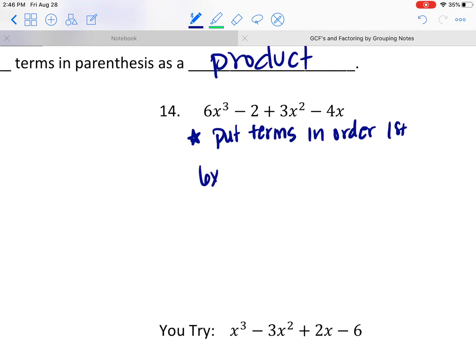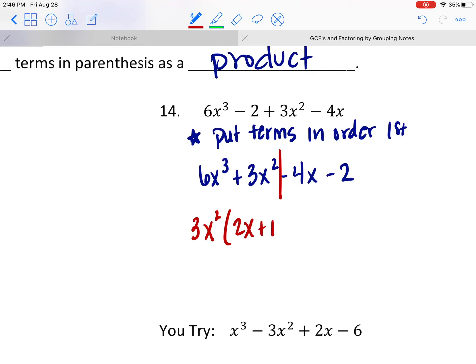So the 6x cubed is where it should be, but we should be following it by the 3x squared, and then the minus 4x, and then the minus 2. Okay? So now that it's in order, let's try to regroup here. First 2 terms have in common a 3x squared. If I factor that out, I'm left with a 2x and a plus 1. Second group have in common a negative 2. So I'm going to factor that out, and that's going to give me a matching 2x plus 1.